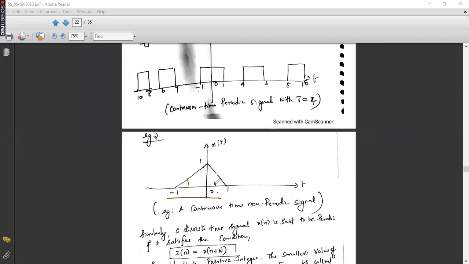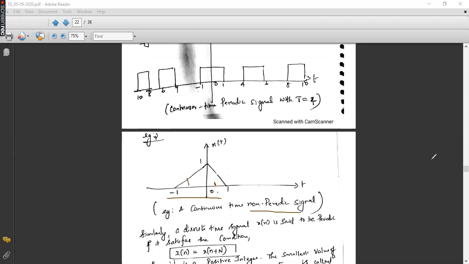But what happens after this 2 seconds? It is not given. It is unpredictable. It is a random signal, in fact. After t equal to 1, you don't have any signal on the right side. Again, after -1, you don't have any signal on the left side. So this cannot be a periodic signal. Otherwise, it can be treated as a non-periodic signal because our condition has not been satisfied. What is our condition? x of t is equal to x of t plus capital T.